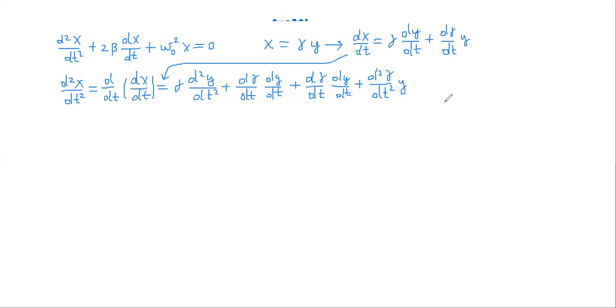So it means that we have gamma multiplied by d2y by dt2, plus 2 dgamma by dt times dy by dt, and plus d2gamma by dt2 times y.